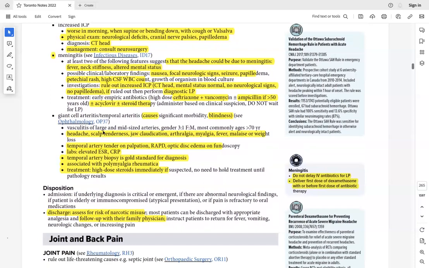Along with this, giant cell arteritis is associated with polymyalgia rheumatica. Okay, both of these are associated with each other. So the person can give you a history of headache, and a history of stiffness in the shoulder and the back muscles.